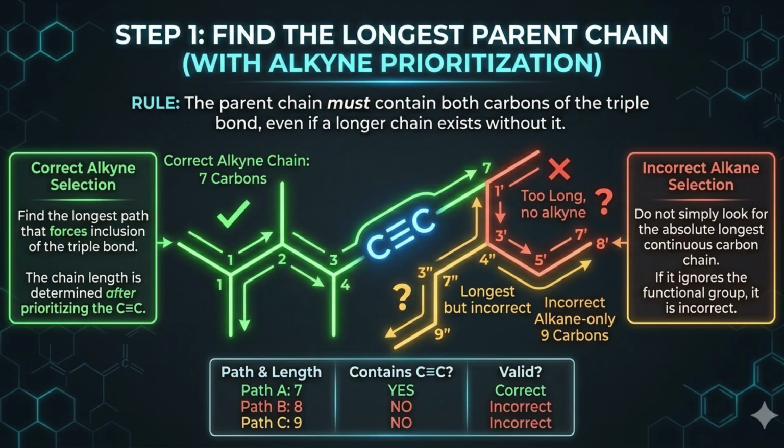For example, imagine you're looking at a molecule where you can count a straight line of 6 carbons, but the triple bond is hanging off to the side on a shorter branch. If that side branch allows you to form a chain of only 5 carbons that includes the triple bond, you must choose that 5-carbon chain as your parent. In this scenario, your molecule is named as a derivative of pentyne, not hexane. The priority always stays with the bond.